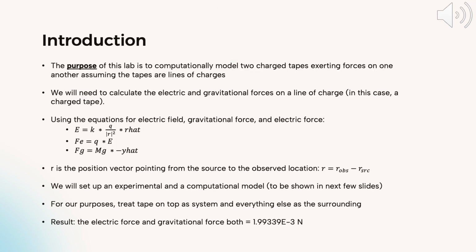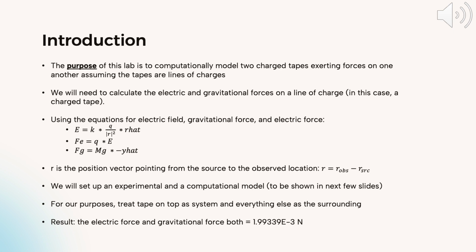The purpose of this lab is to computationally model two charged tapes exerting forces on one another, assuming the tapes are lines of charges. We need to calculate the electric and gravitational forces on a line of charge, in this case a charged tape. Using the equations for electric field, gravitational force, and electric force, and also knowing that r is the position vector pointing from the source to the observed location, so r is equal to r observed minus r source, we will set up an experimental and a computational model to model the charged tapes.